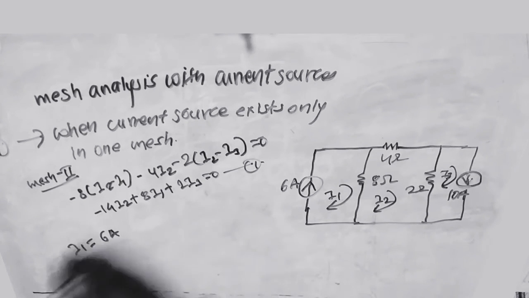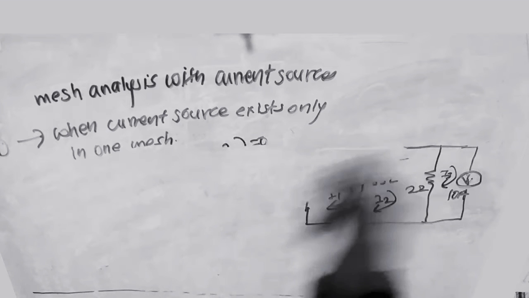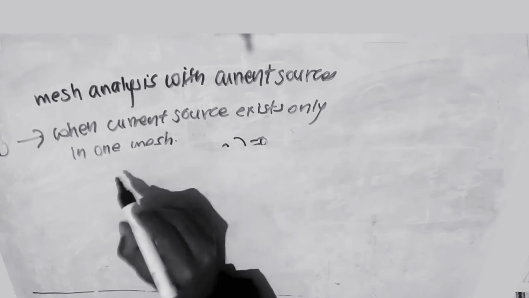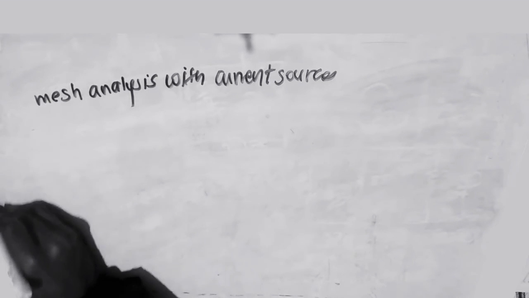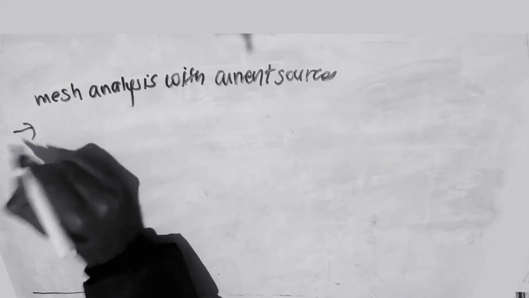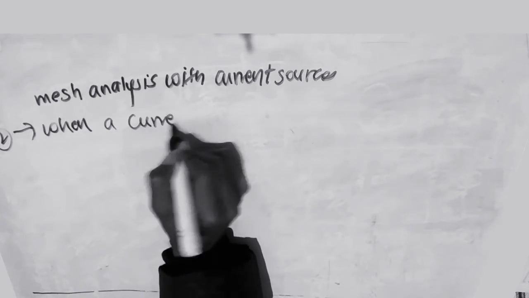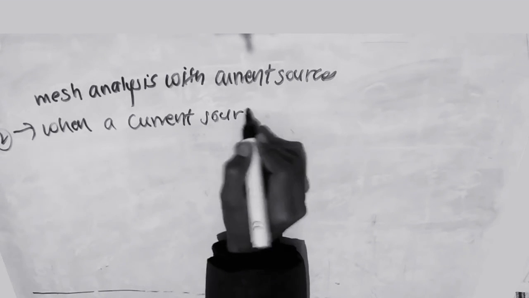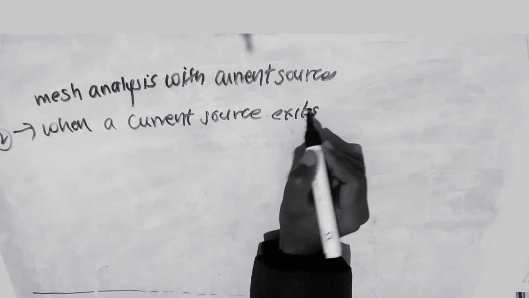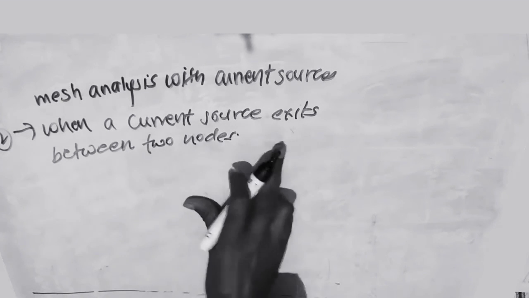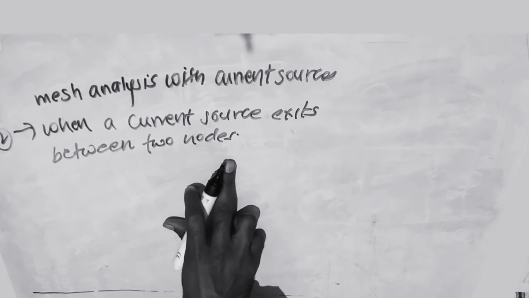So let's see the second condition. The first condition was when a current source exists only in one mesh, and the second condition is based upon the supermesh. The second condition is when a current source exists between two nodes.